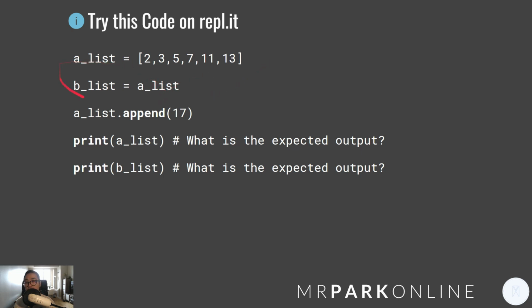Because these two are now linked, anything you do to B list will affect A list, and anything you do to A list will affect B list. Because lists are stored in memory, and when we say a variable is equal to another list, we're not copying it, rather we're telling it to go to that memory location.